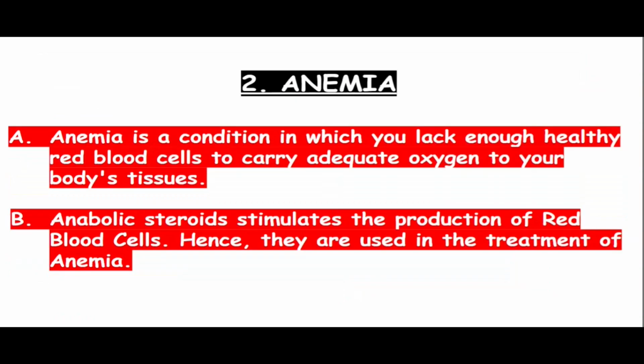The second one is anemia. Anemia is a condition in which you lack enough healthy RBCs to carry adequate oxygen to your body tissues. Anabolic steroids stimulate the production of red blood cells. Hence they are used in the treatment of anemia.